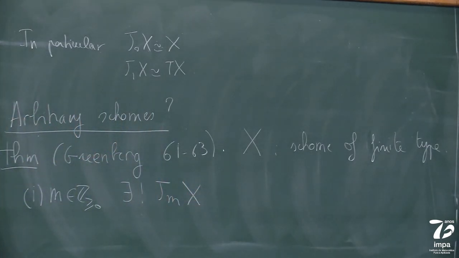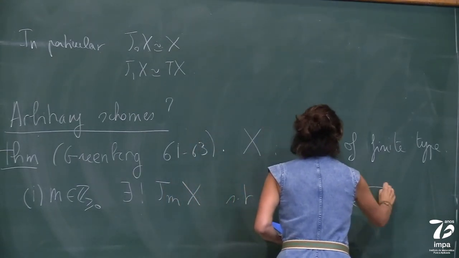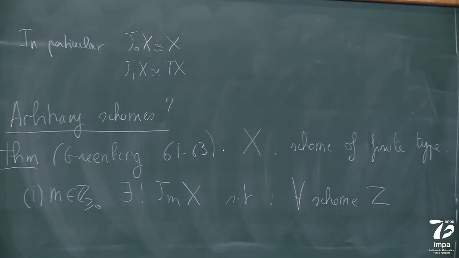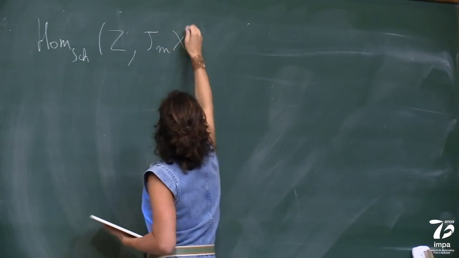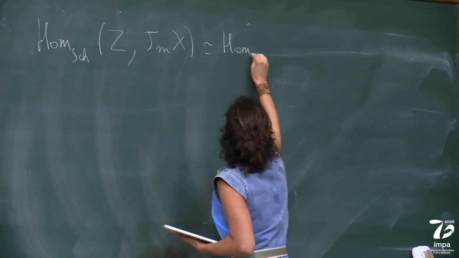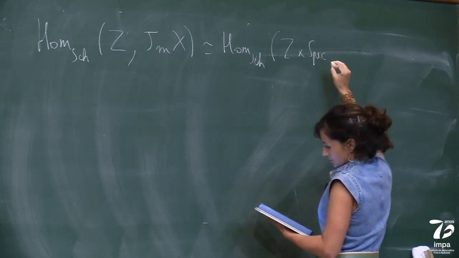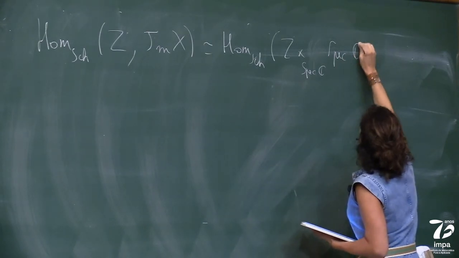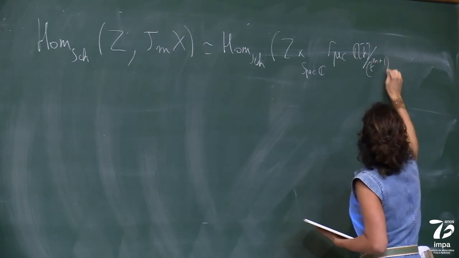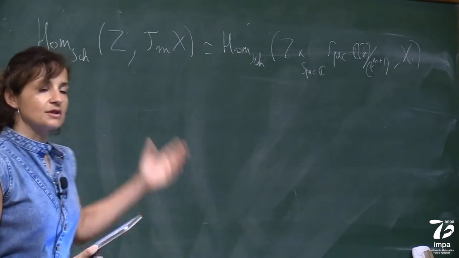So this will be the finite jet scheme, such that for any scheme Z, morphisms of schemes from Z to this scheme are the same as morphisms of schemes from Z cross the spectrum of C[t]/(t^(m+1)), to X. All right, so of course you can rewrite this in terms of algebra, but here I decided to write it in terms of schemes.